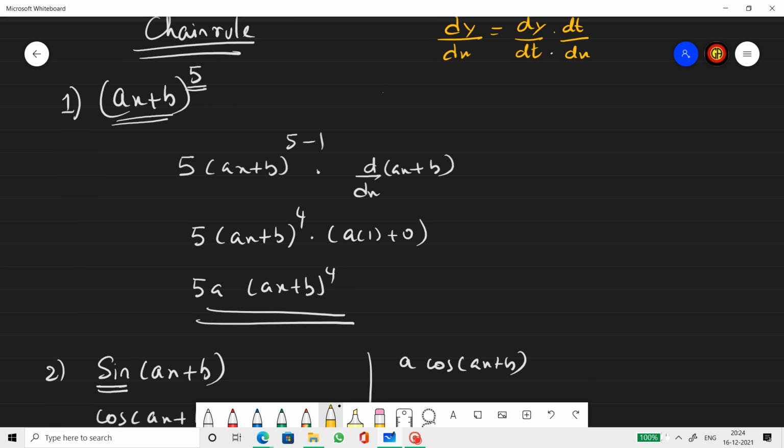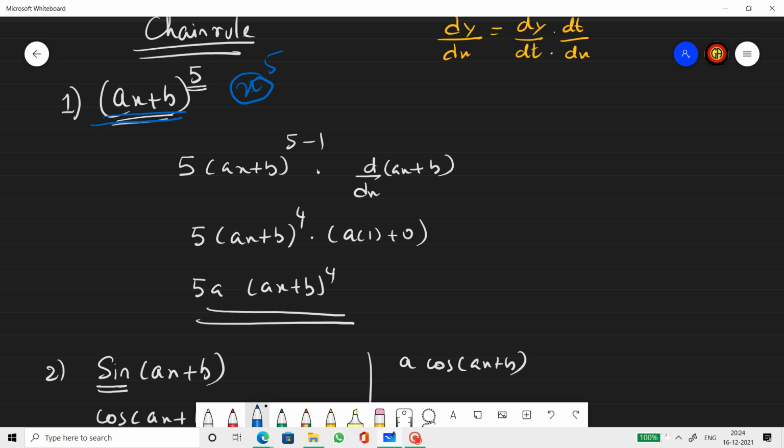So the first example is differentiation of (ax plus b) to the power of 5. Here the main function is x to the power of 5. If you can see here, x to the power of 5 is the main function, where the x place is occupied by ax plus b. So we have to differentiate the main function and then differentiate the secondary function.